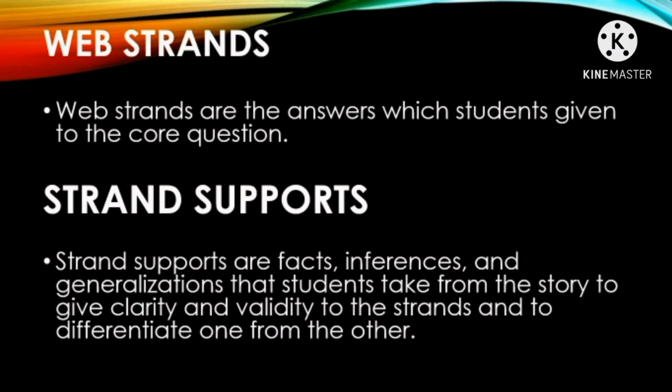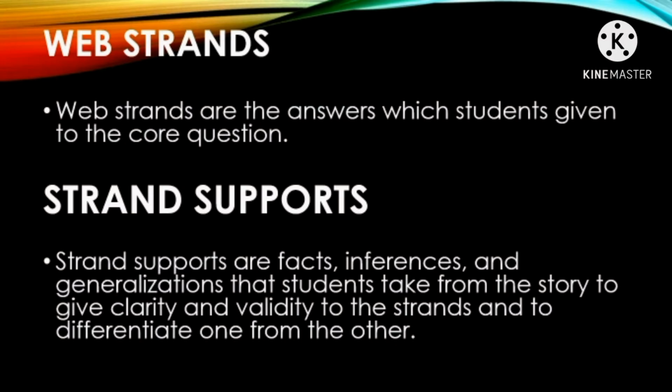And the second one is the web strands. Web strands are the answers which students give to the core question. In our example above, there are 7 strands, one for each character in the story: the king, the queen, the three princes, Don Pedro, Don Diego, and Don Juan, the old cripple, and the Adarna bird.